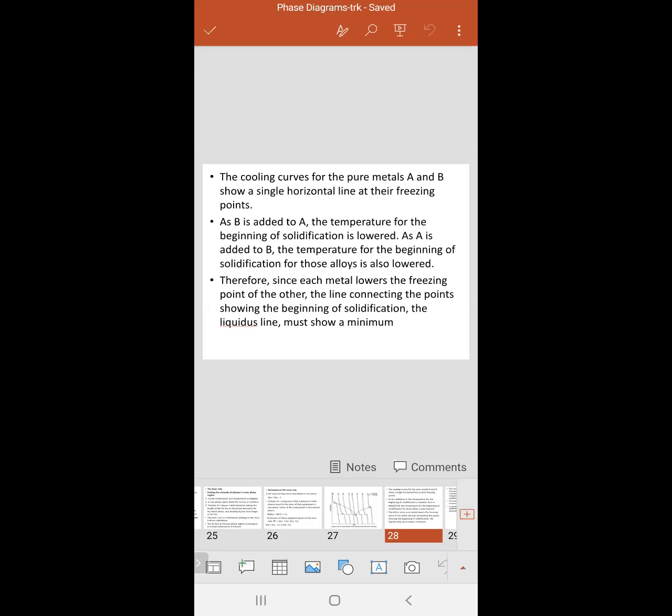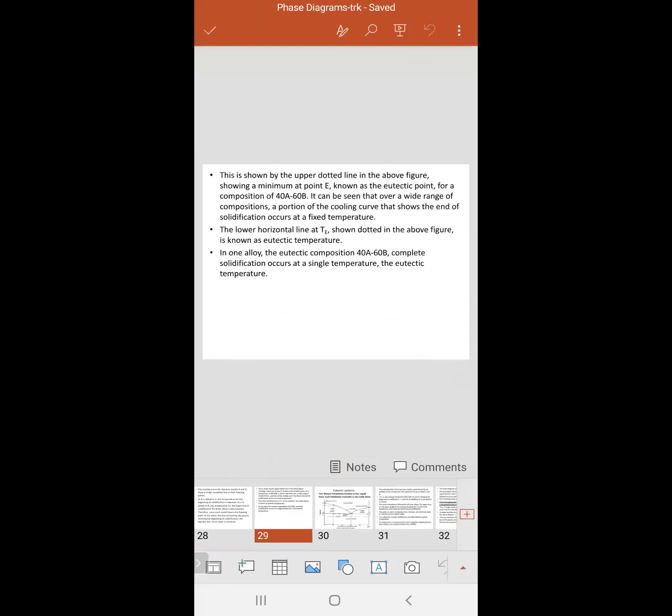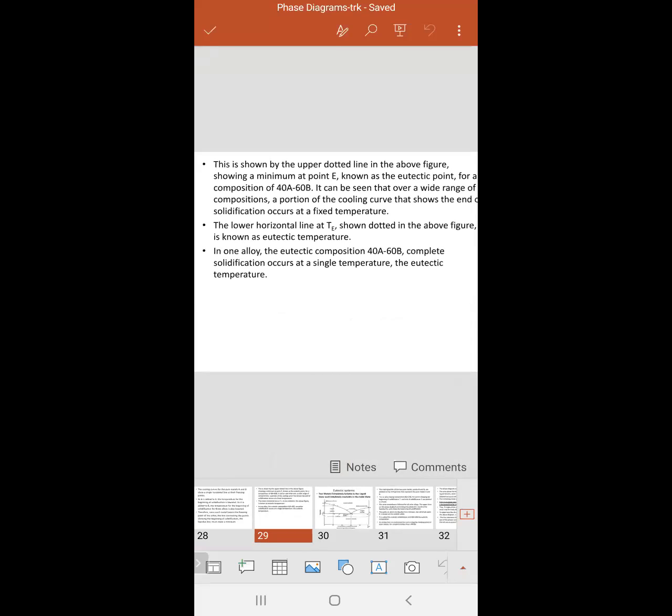As A is added to B, the temperature for the beginning of solidification is lowered. Therefore, since each metal lowers the freezing point of the other, the liquidus line, the line connecting the points showing the beginning of solidification, must show a minimum. The upper dotted line in the figure shows the minimum at a minimum temperature. The minimum at point E is known as the eutectic point, for composition 40A 60B.